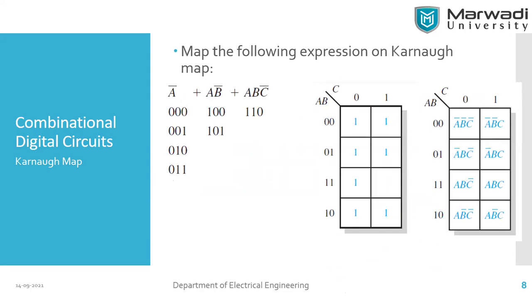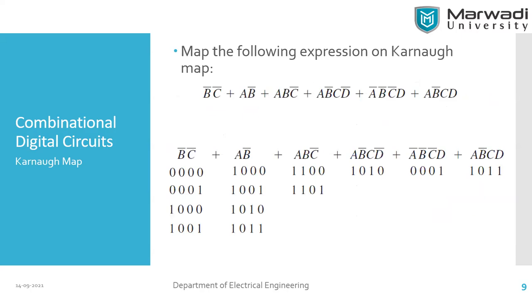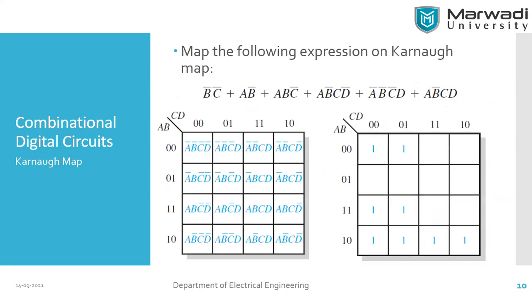We also found that if the expression is not a standard SOP expression, standard sum of product expression, then we have to convert it into standard sum of product expression. Most of the times, this situation may not arise. So if the expression is not a standard SOP expression, then you need to make it a standard SOP expression, right? And then you map the expression on the Karnaugh map. Just like this, a 4-variable non-standard SOP expression is converted into standard SOP expression, right?